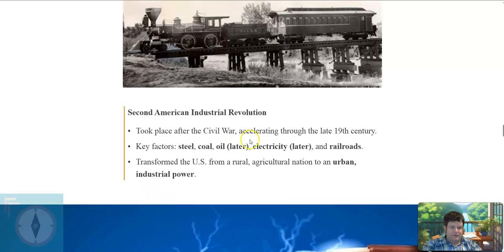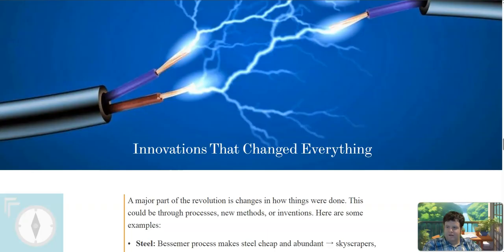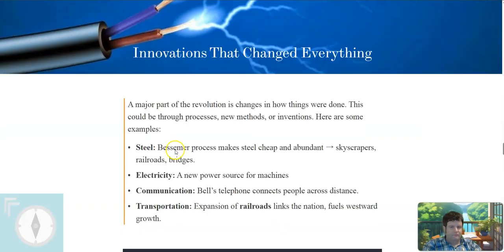The second industrial revolution that we're looking at is after the Civil War. The main things are going to be steel and coal, later on oil and electricity. Railroads will also be important. We're also going to see how the United States changes in the Industrial Revolution as people move off the farms and into the big cities. Let's move on. Innovation. Let's talk tech.